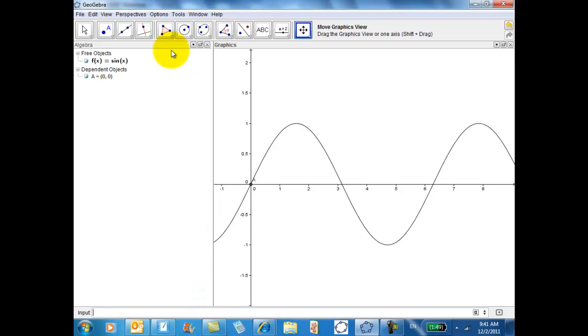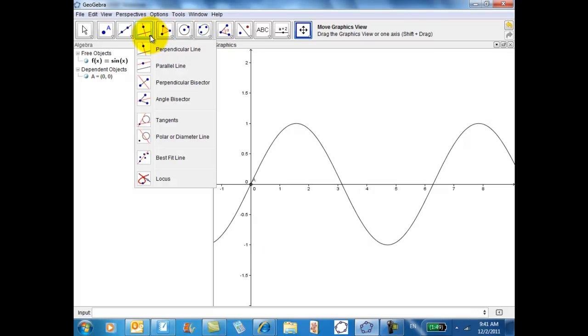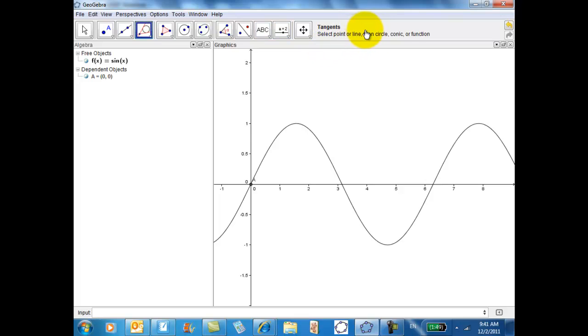And so now to do a tangent line, you can go to this section over here where it says tangents. And it says select a point or line, then circle, conic, or function. So we select the point A, and then select that function, and there's your tangent line. Now not only that, it's telling you the slope of the line, because you can look at it in y equals x. So that's got a slope of 1.